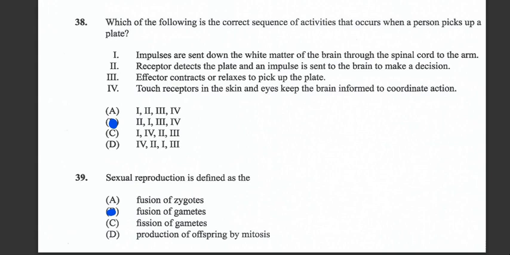Then the other one would be the touch receptor. The touch receptor is basically lined in the skin and our eyes. It basically keeps the brain informed to coordinate the action, so you would know either to drop it or to pick it up. So the best answer for number 38 would be B.